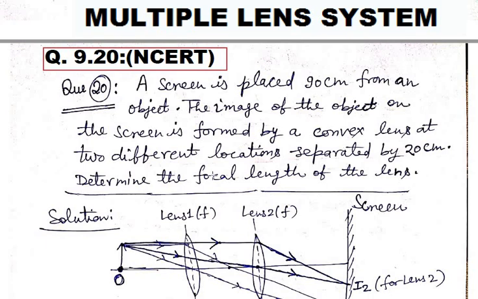The image of the object on the screen is formed by a convex lens at two different locations separated by 20 centimeter. Determine the focal length of the lens. So here the distance between the screen and object is 90 centimeter, and the lens is located at two different positions. The lens is positioned at the first position, then at the second position, and the difference between both positions is 20 centimeter. The same lens is located at two different positions, and in both cases the image is formed on the screen.